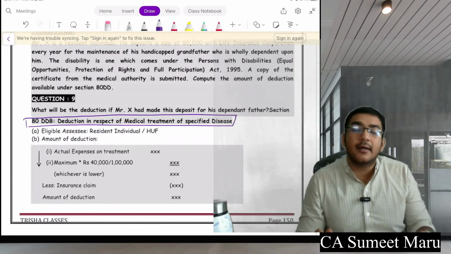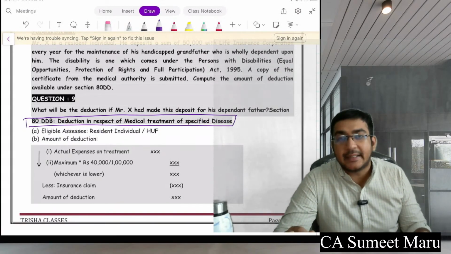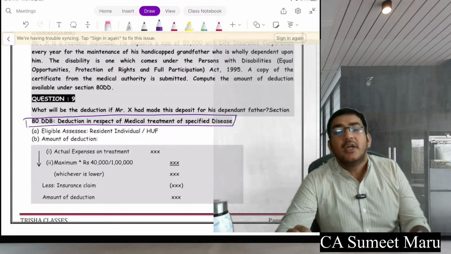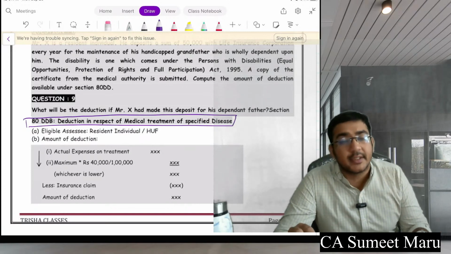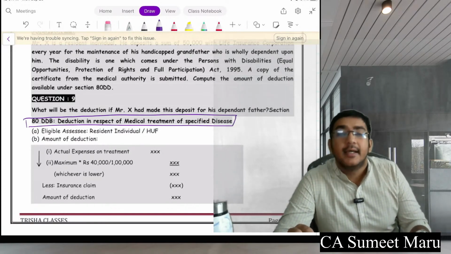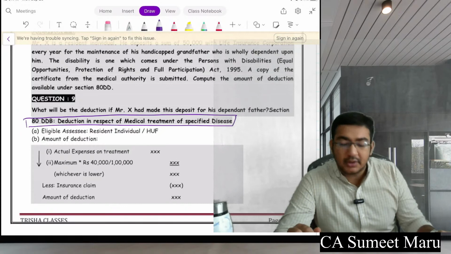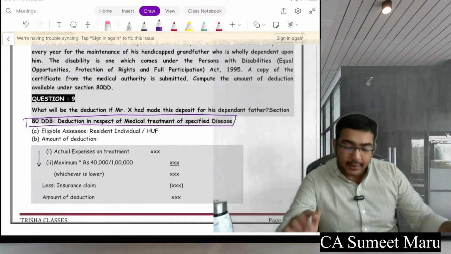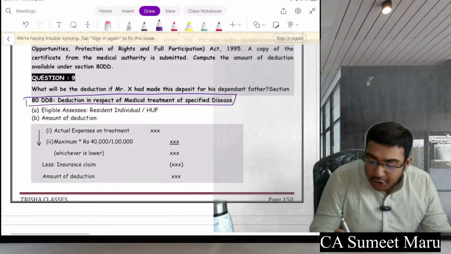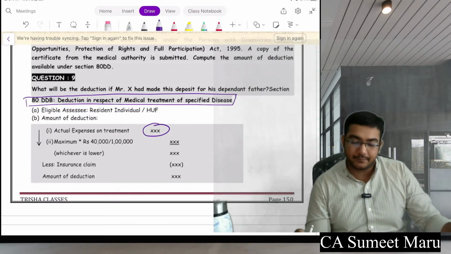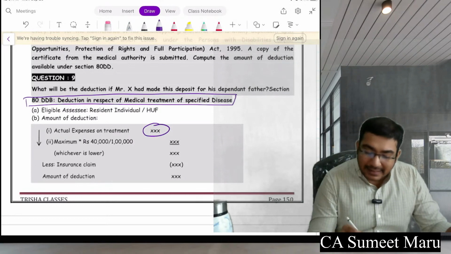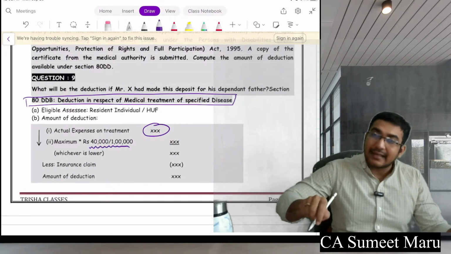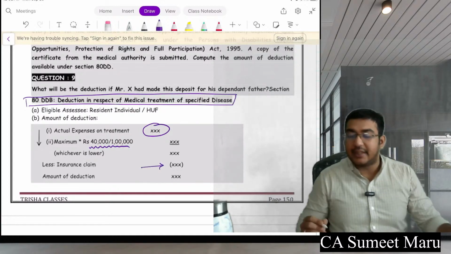So if you are under any of the specified medical treatments, the specified diseases that have been given on the government website, if one of them is your disease, in that case you get this separate deduction, 80DDB. So DD is all related to doctors only, you can say. Now here, whatever actual amount of expenditure you have spent, the deduction is a maximum of 40,000 or 1 lakh, and from that you will subtract any insurance claim you get.